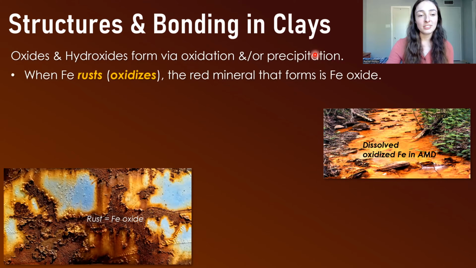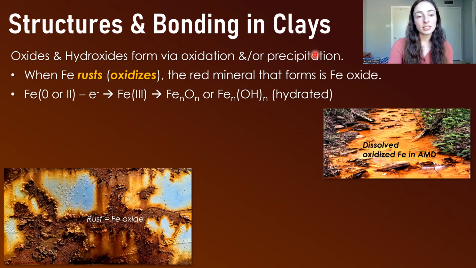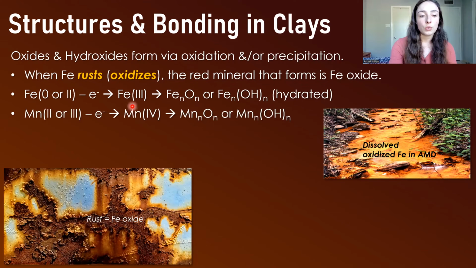So the general gist of it is when iron rusts or oxidizes, the red mineral that forms is iron oxide. And the process of this is just reduced iron, or iron with an abundance of electrons, giving away one or more electrons to form ferric or oxidized iron, or iron 3, that then reacts with oxygen and forms iron oxide or iron hydroxide, depending on whether it's hydrated or not. And the same process goes for manganese oxides. And one question you might be wondering is who gets the electron?